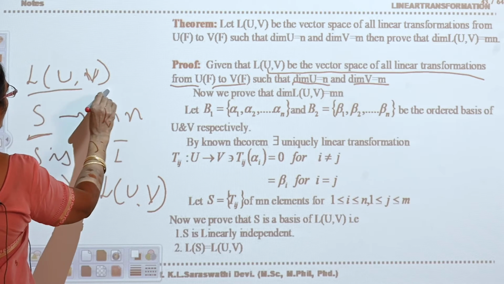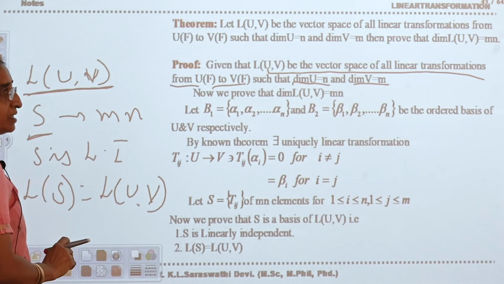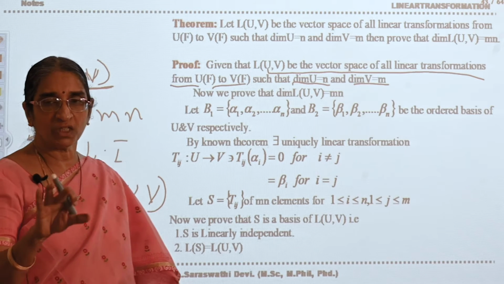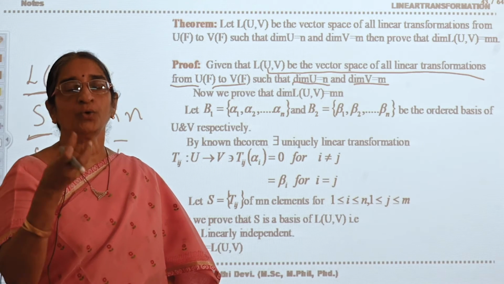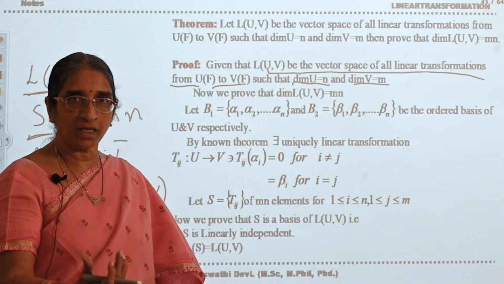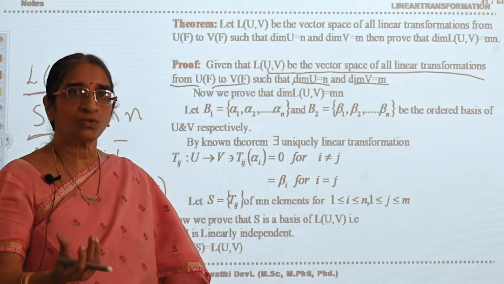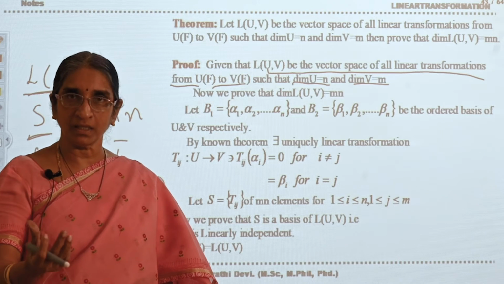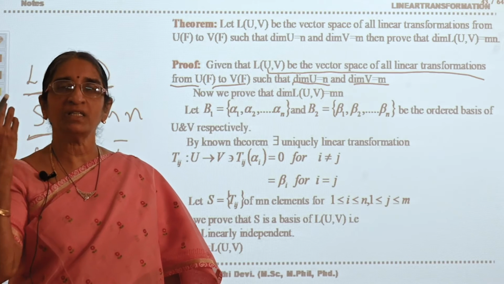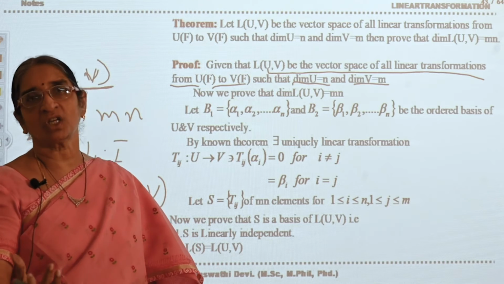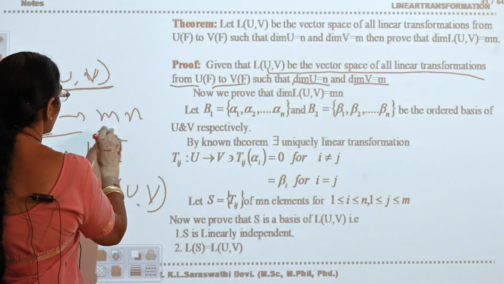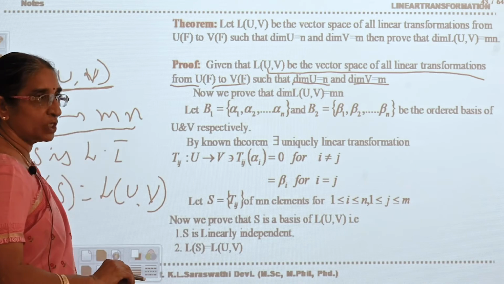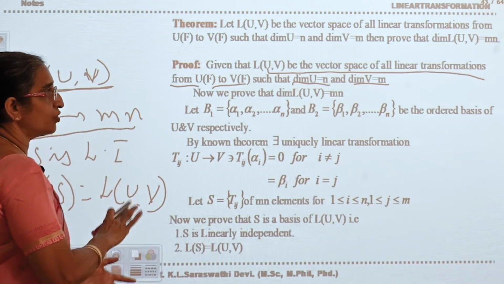Now L(U,V) is the set of all linear transformations from U to V. From that set you have to take a subset S and show that S is a basis, and the number of elements in the basis set is said to be the dimension of the vector space. The number of elements in the basis set S will be the dimension of L(U,V). Now is it clear what you have to do?